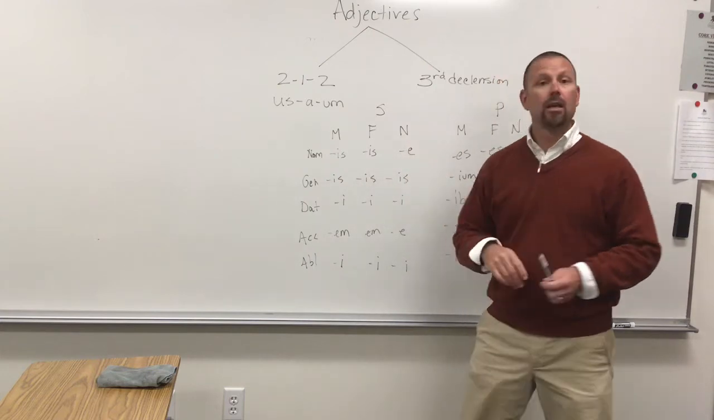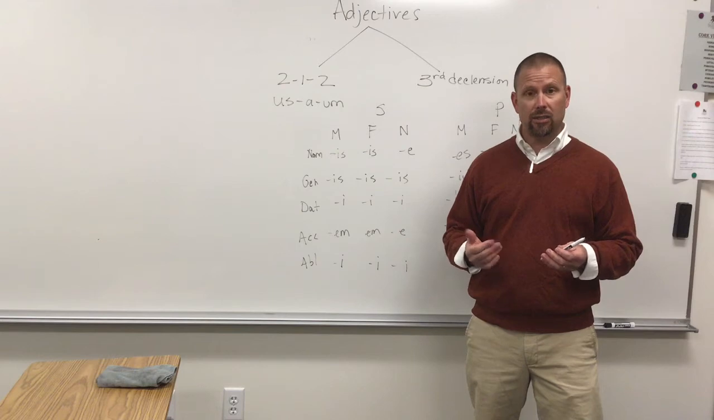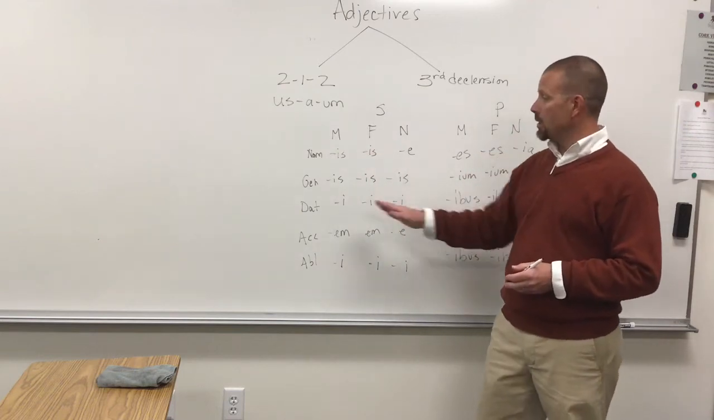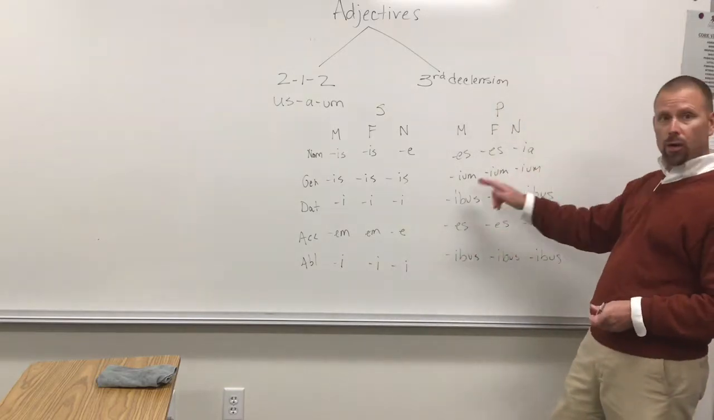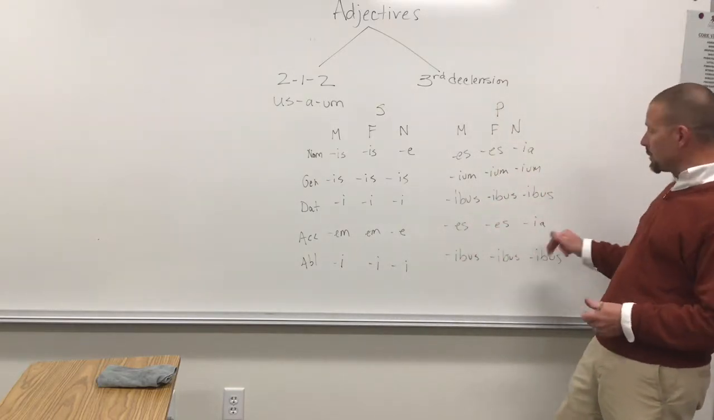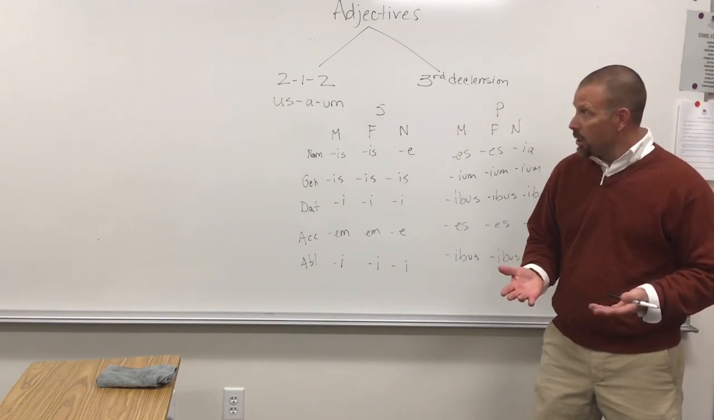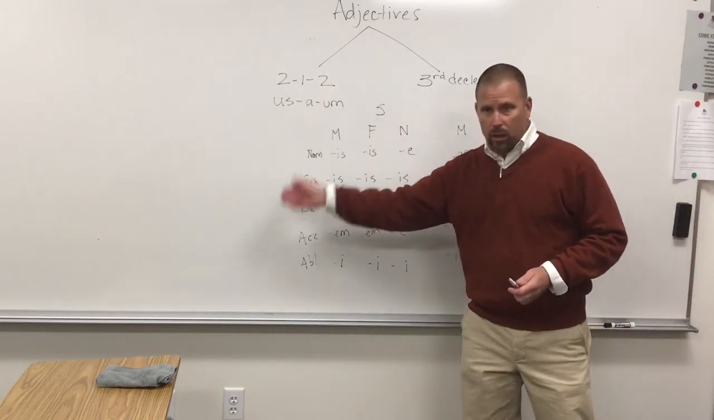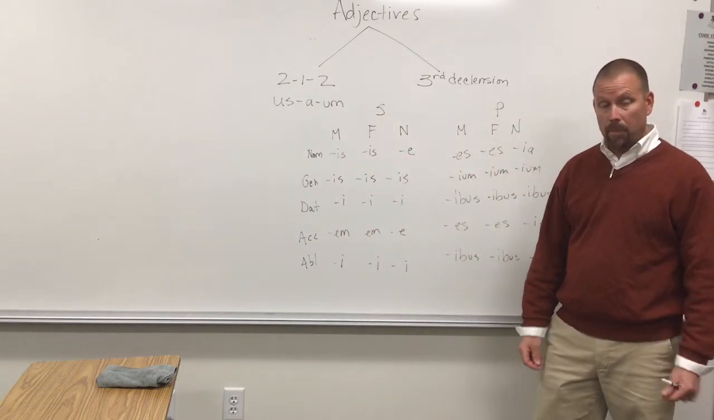An example of a third declension adjective would be omnis, and that declines omnis, omnis, omne, omnis, omnis, omnis, omni, omni, omni, omnem, omnem, omne, omni, omni, omni. Plural: omnes, omnes, omnia, omnium, omnium, omnium, omnibus, omnibus, omnibus, omnes, omnes, omnia, omnibus, omnibus, omnibus. Those are all the endings you need to know. You've already got your us, a, um, and here's the third declension system.